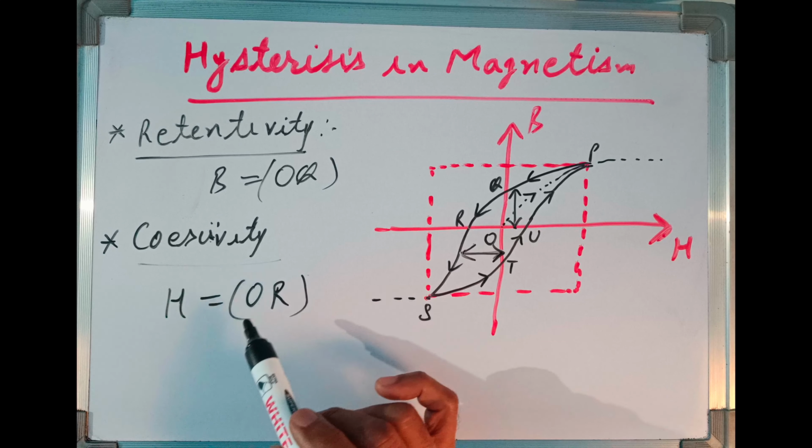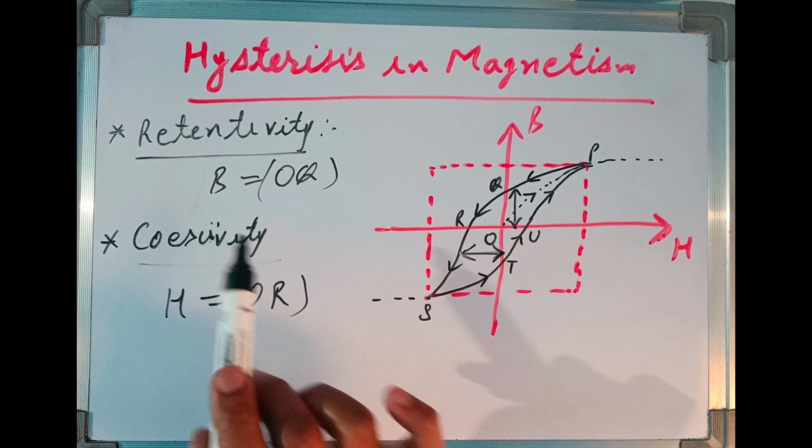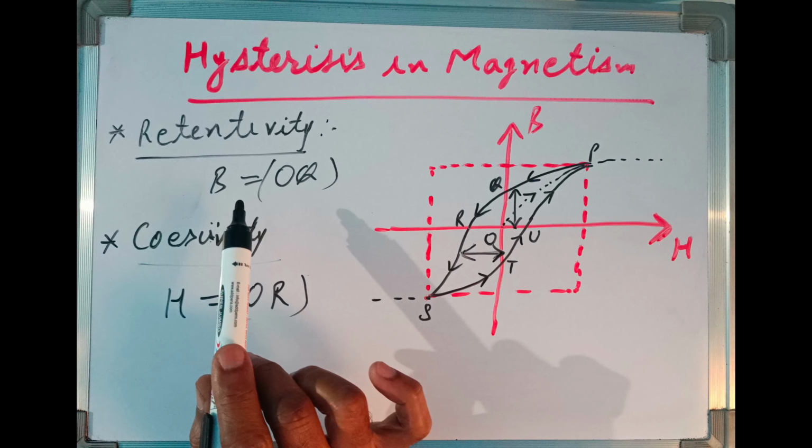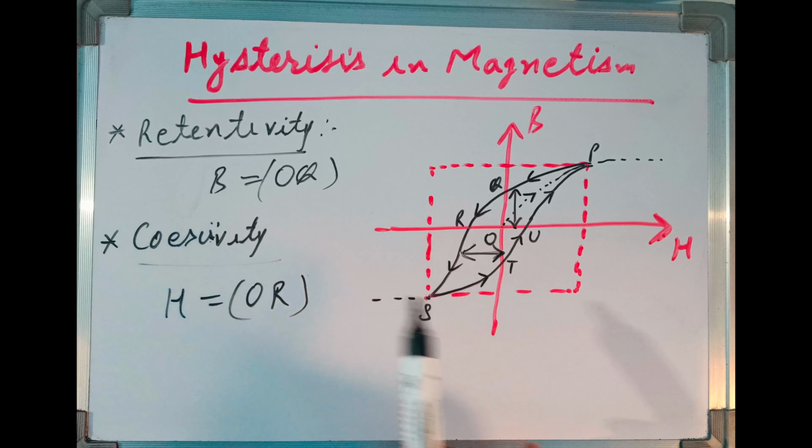So this is the definition of coercivity of magnetic material, and this is the definition of retentivity or residual magnetism of the material. That's all.